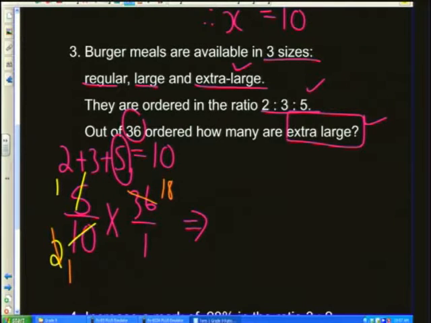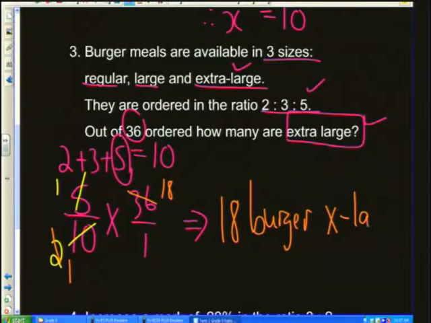Or use a calculator, please. So 18 times 1 is 18. So 18 burgers will be extra large. Right. So 18 of the 36 burgers will be extra large.